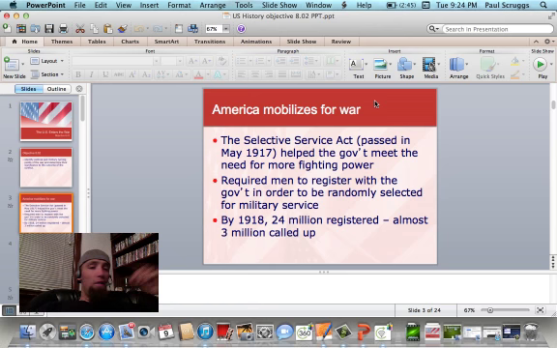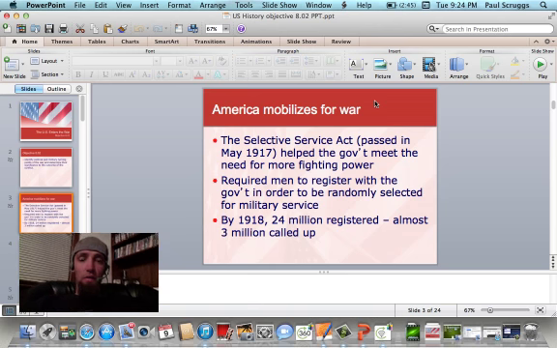All right, but you look there, the Selective Service Act, something that established a draft. This was something that had been going on all the way back in the Civil War. Remember we talked about both sides drafting soldiers in the Civil War. But it required men to register with the government in order to be randomly selected for military service, and that's still something that guys have to do when they're 18 years old today. Every guy that's watching this video, when he turns 18, has to register with the Selective Service System.